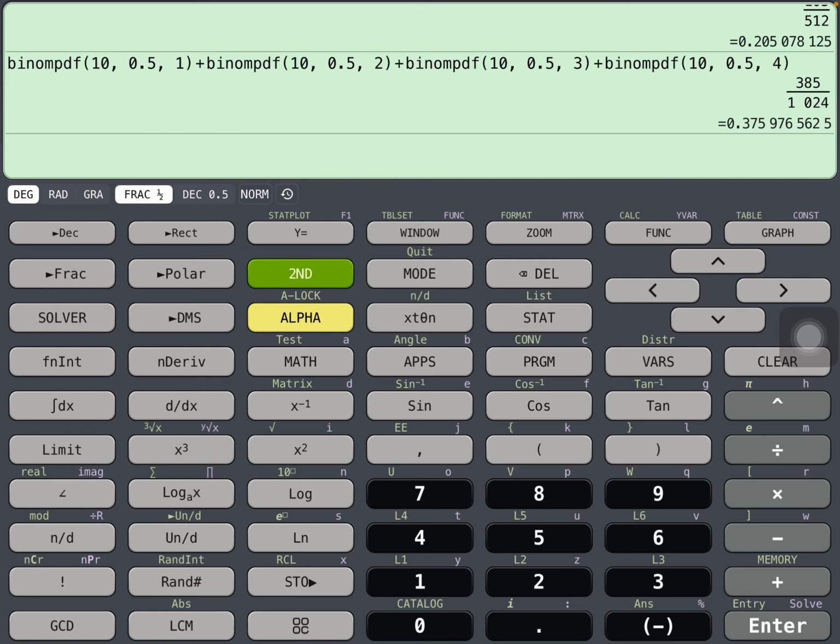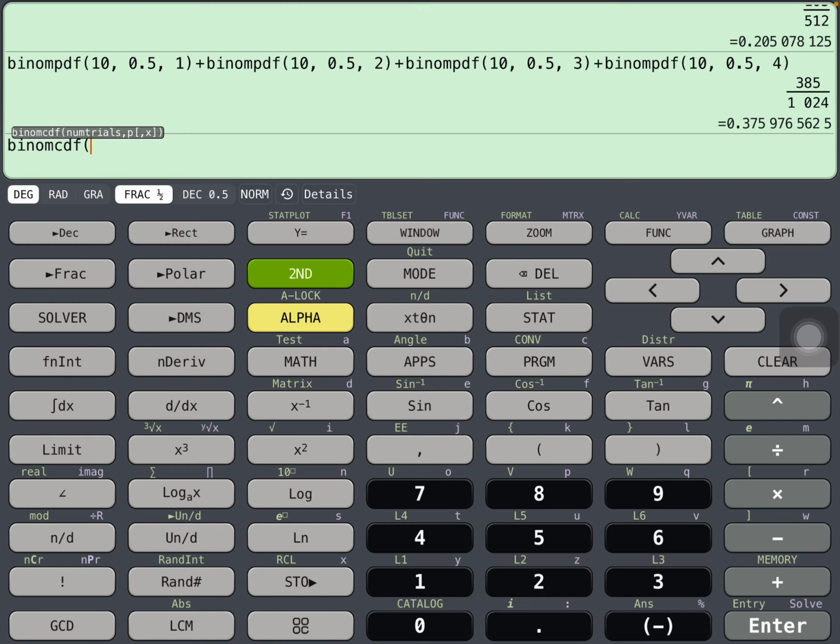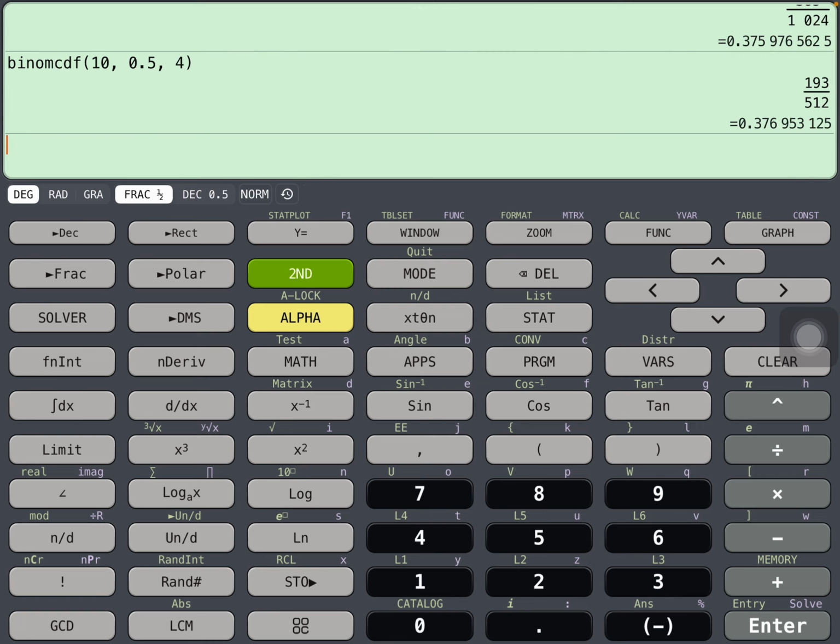So what we get here is 0.375. There's a 0.375, or like a 37.5% chance of getting at least 4. So 1, 2, 3, or 4. But then let's do it faster than that even. We're going to go down to letter B, binomial CDF, binomial cumulative density. And still the same thing: number of trials, probability of success, and the number of desired outcomes that are success. Right, so we got 10, 0.5 and 4. And bam, it gives us a slightly different number.